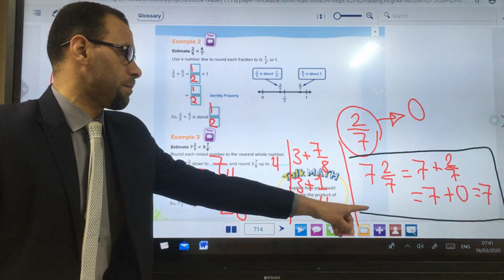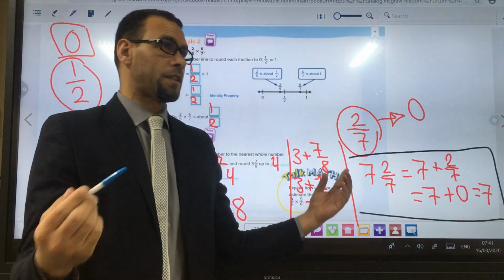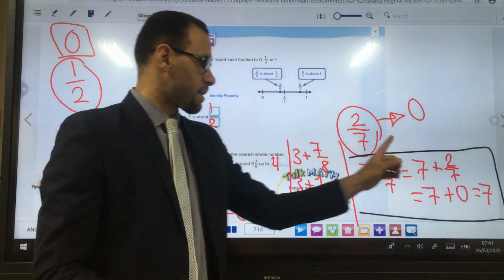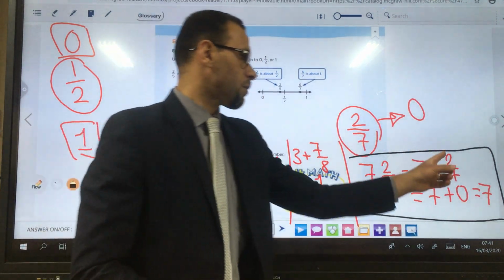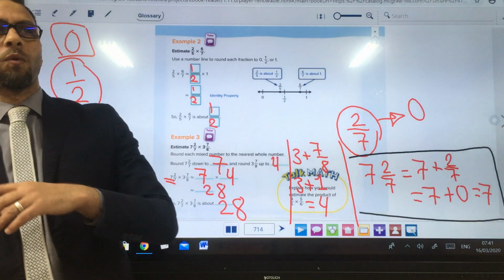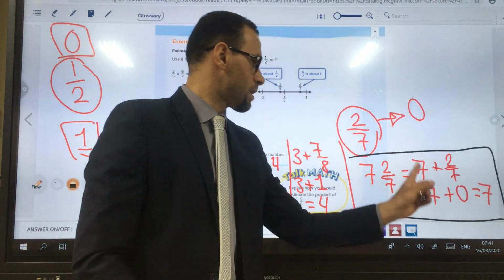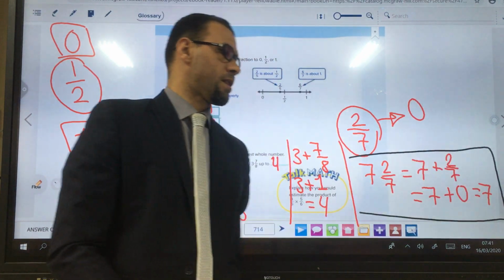7 and 2 out of 7 is a mixed number. It contains the whole, the 7, and the fraction, 2 out of 7. 7 the whole number, plus 2 out of 7, closer to what? 0, 1 half, or 1 whole? Yes, closer to 0. So 7 plus 0 would be 7.